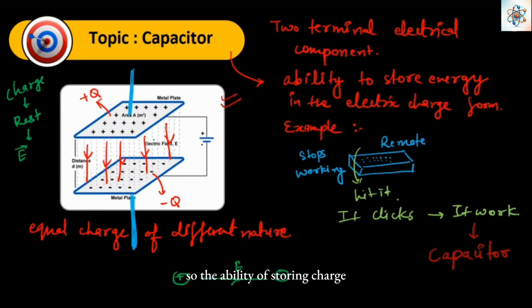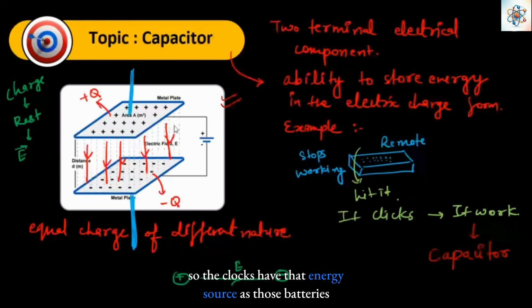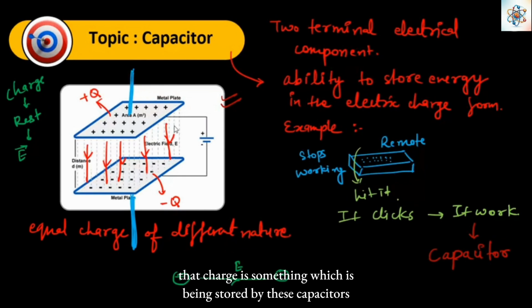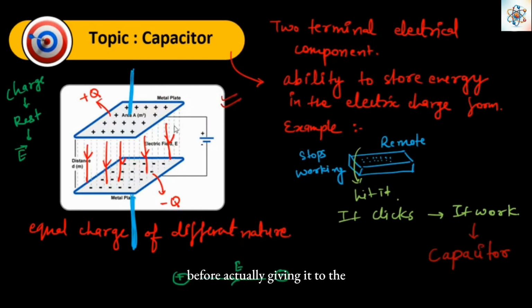So the ability of storing charge also increases. Depending upon that only, they are used in different types of objects. Like this is a very small example. In the clock we use AA batteries. So the clocks have those batteries as the energy source. When those batteries release charge, that charge is stored by these capacitors before actually giving it to the circuit.